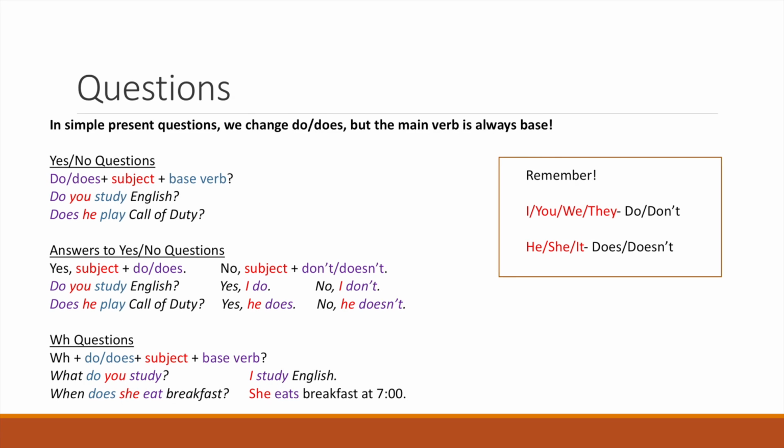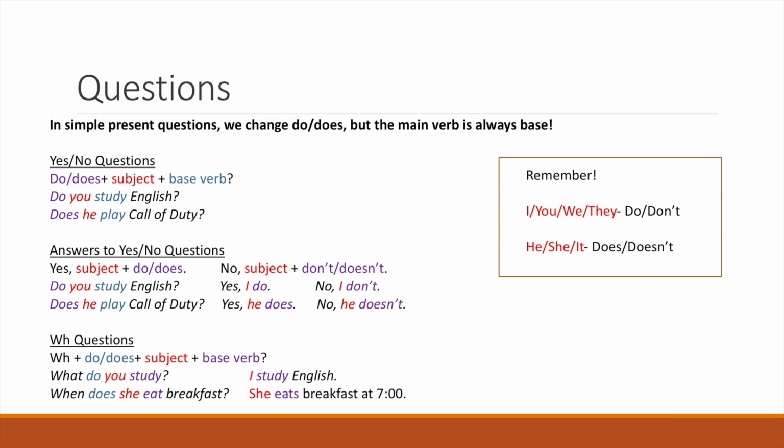To form questions in the simple present, we'll need to use the helping verb do or does. Again, the helping verb is chosen depending on the subject of your question. The helping verb is then followed by the main verb, which is always the base verb. Again, remember, base verb simply means we didn't change it. Looking at yes or no questions, we start with do or does, then the subject, and the base verb.